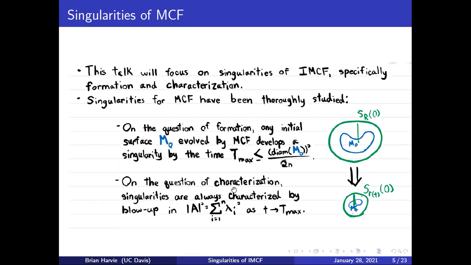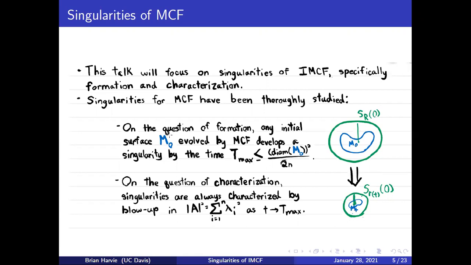And on the question of characterization for mean curvature flow, you know that singularities are always characterized by blowup in the total curvature. So the total curvature, norm A, is the square root of the sum of the squares of every principal curvature. And you know that any singularity of mean curvature flow is characterized by blowup in this quantity somewhere along the surface. And the reason that this is true is essentially because of parabolicity. So you can get that if this quantity is bounded, then the limit surface one obtains at a particular time will be completely smooth, and this allows the flow to continue.